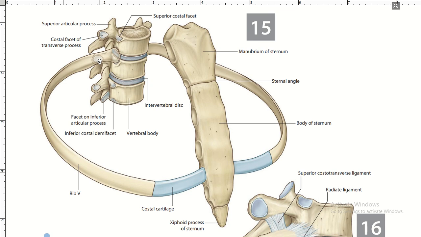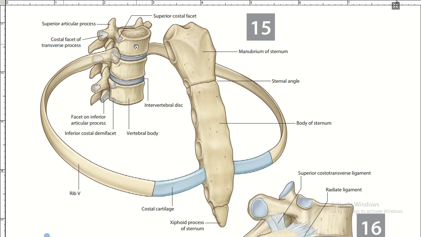Take note of this. The joints between the body of the vertebrae and the rib are all synovial joints. The joint between the tubercle of the rib and the transverse process is also a synovial joint. So this is a synovial joint, this is a synovial joint again.